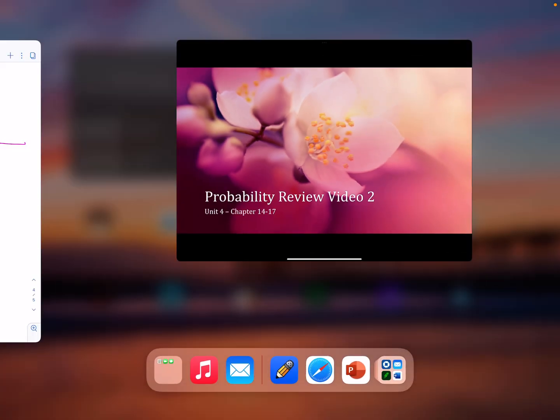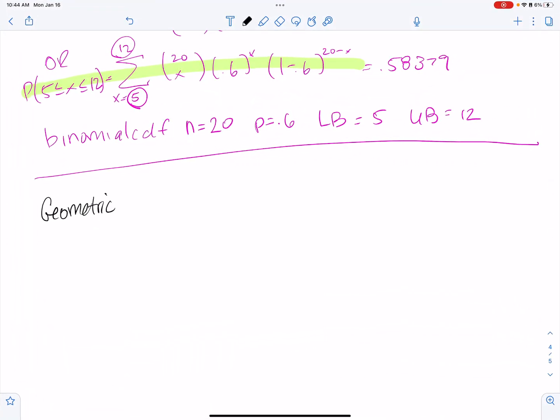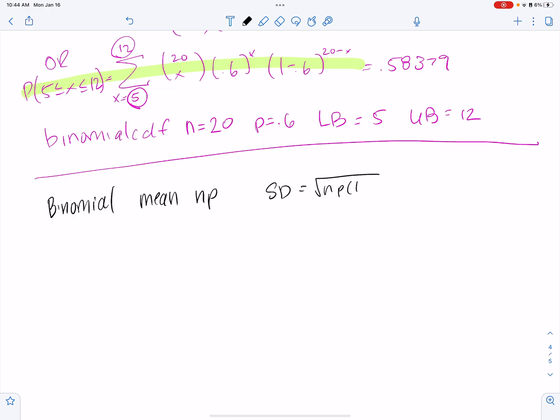Two, pick up from where I left off. Now, one thing I just did notice that I didn't talk about in binomial, so we're going to step back to the binomial one more time, is the mean and standard deviation. So for binomial, the mean is np. I mean, we did talk about it, but the standard deviation is the square root of np(1 minus p).